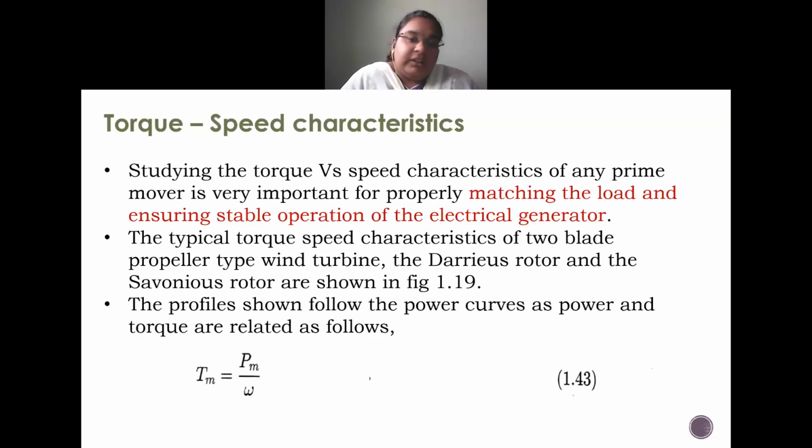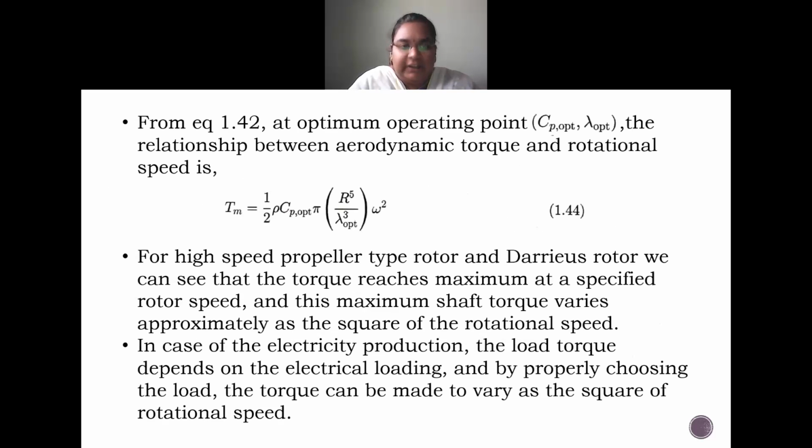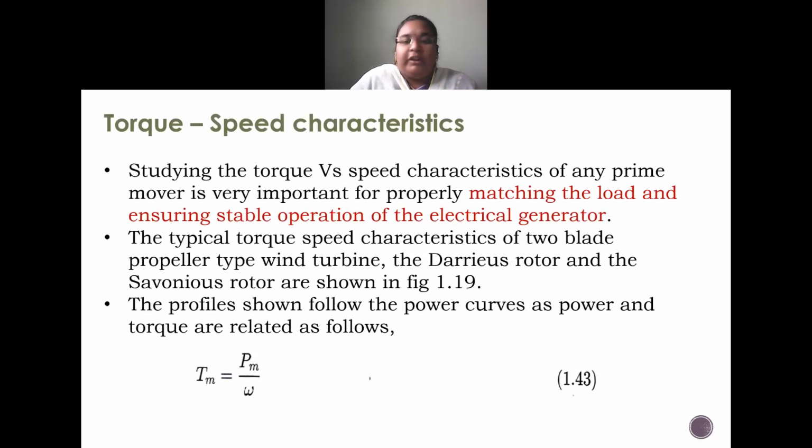Now, the profiles shown in the power curves, as power and torque are related. Here what he is going to establish is that the profiles you are seeing can be modified as power curves also. How are we modifying these as power curves? We have the relation: torque is equal to power divided by rotational speed.